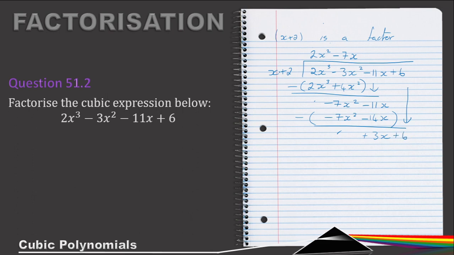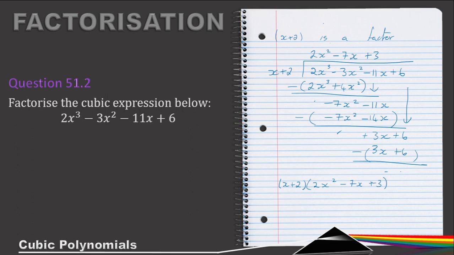Okay, and then we go again. So x goes into 3x 3 times. So plus 3. 3 times x is 3x. And then 3 times 2 is 6. And then we subtract. And then we have 0. Okay, now my factors are x plus 2 and 2x^2 minus 7x plus 3.